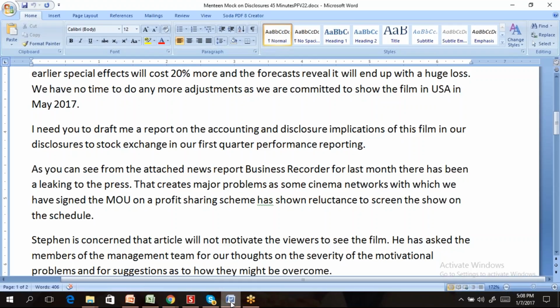Or otherwise, even if you can't quantify the loss, we must say it is going to end up with a significant loss. That is what we need to record. So basically, simply you have to look at this particular scenario and mention that.